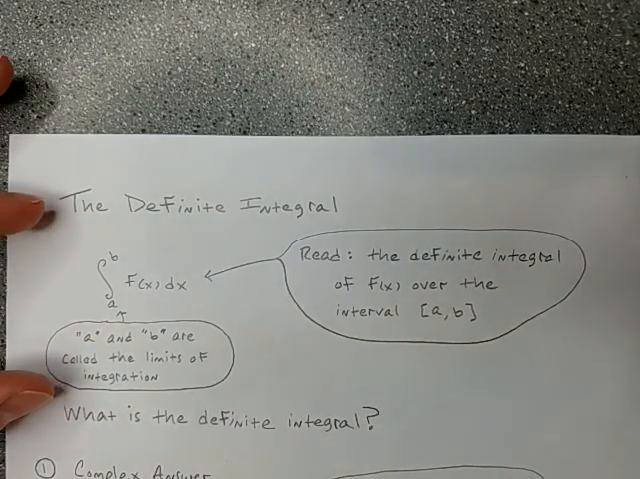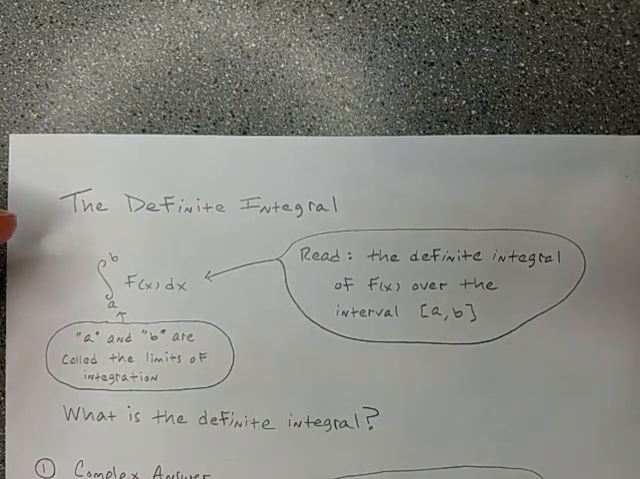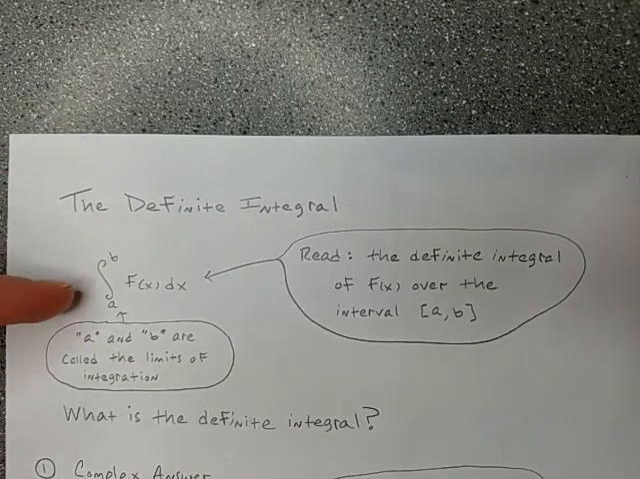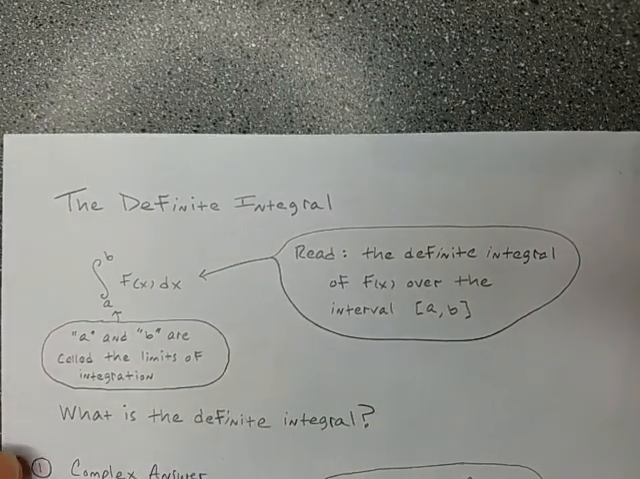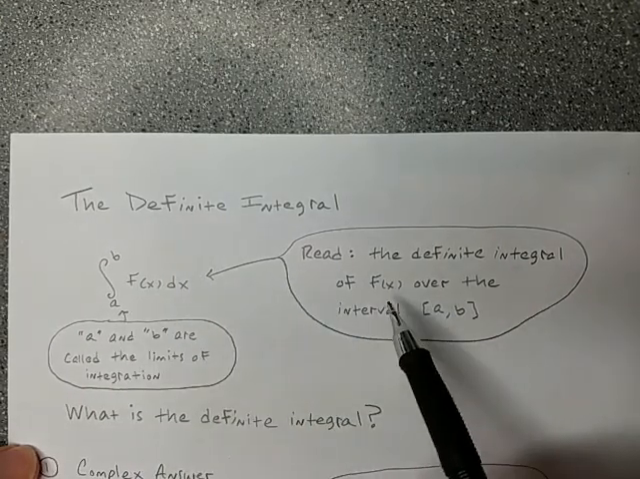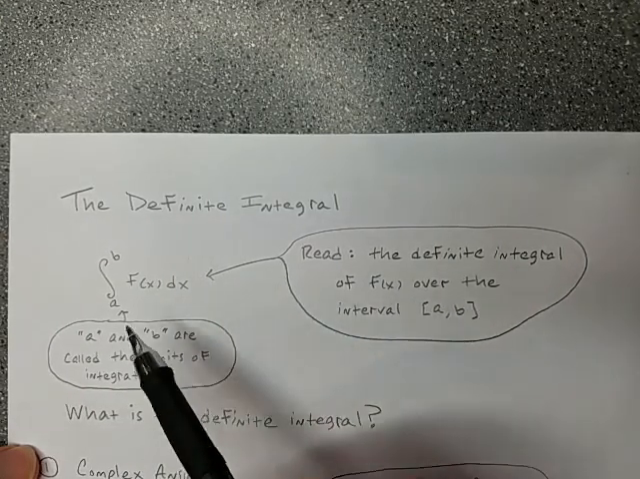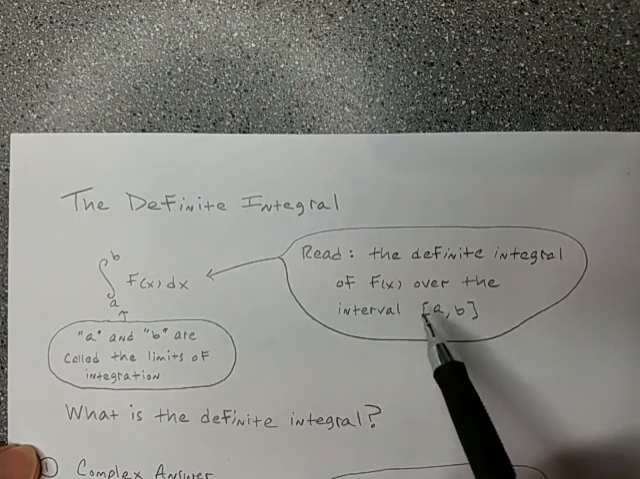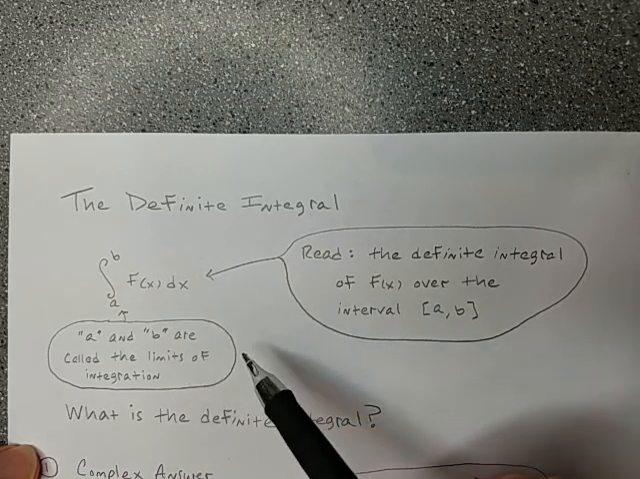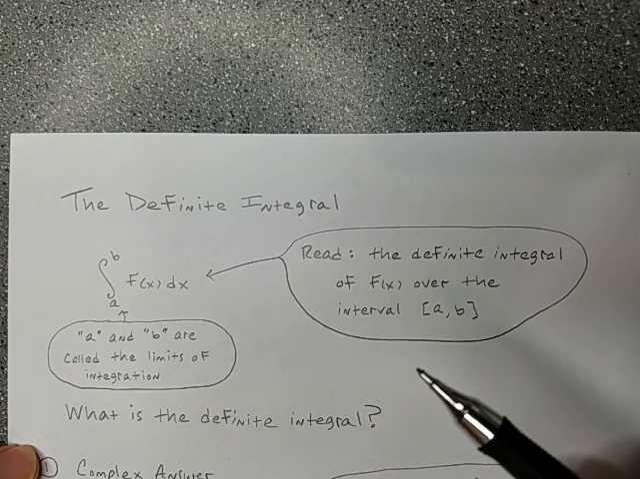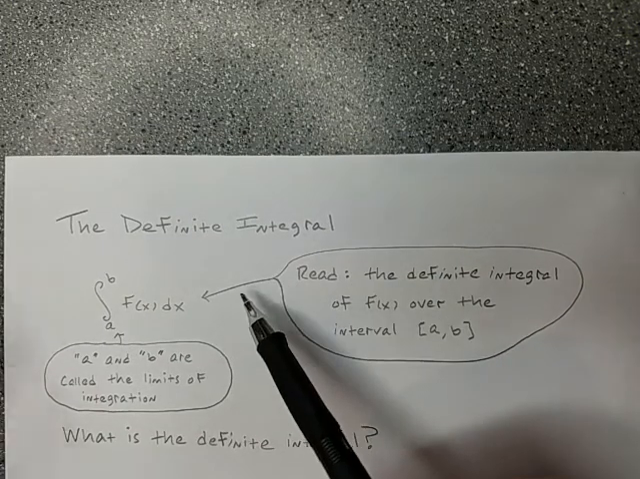Anyway, so let's start with some terminology. There's something called the definite integral. Here's our notation for it, okay? We read this as the definite integral of the function f of x over the interval a to b. We call a and b the limits of integration, okay? All right, so that's what the definite integral is.